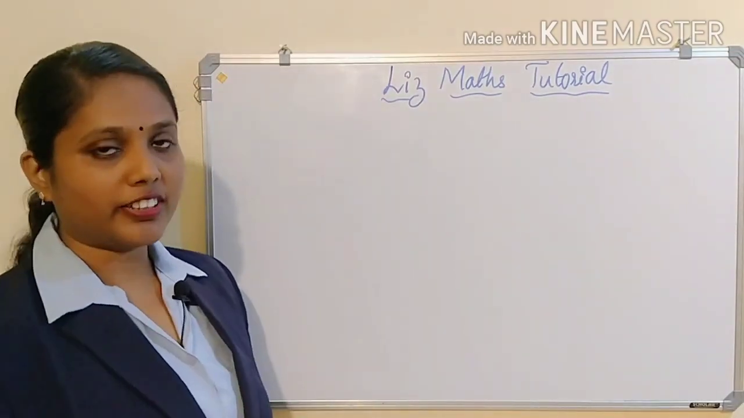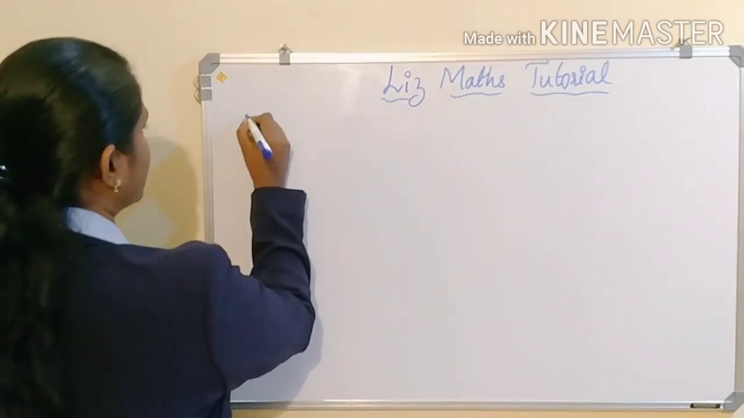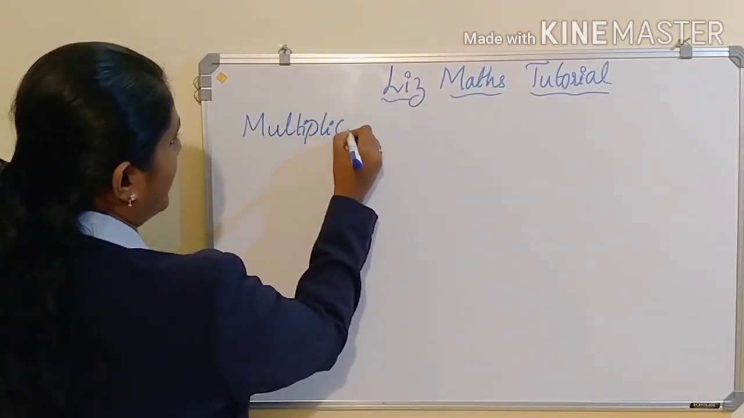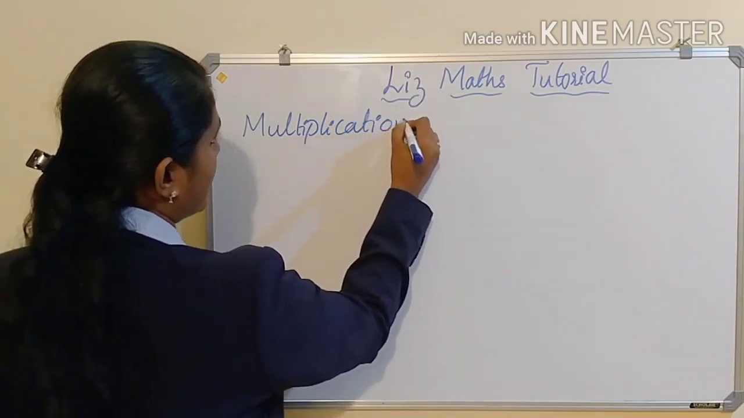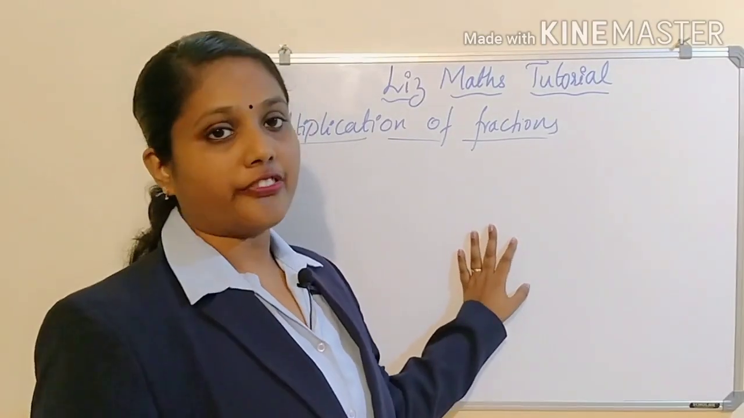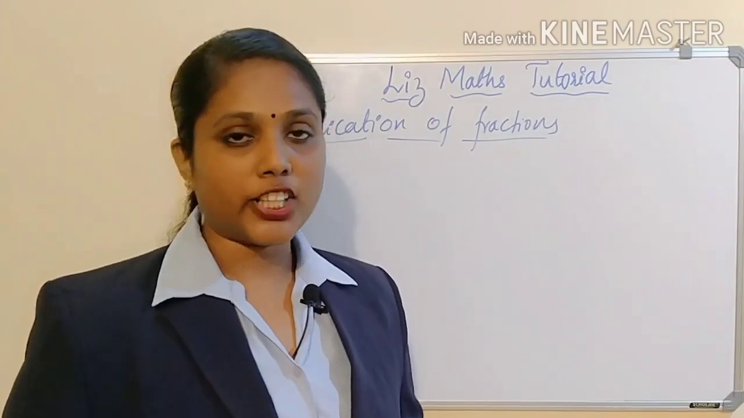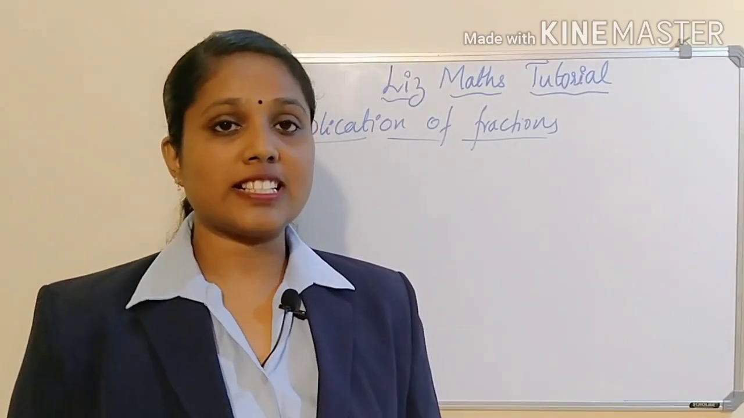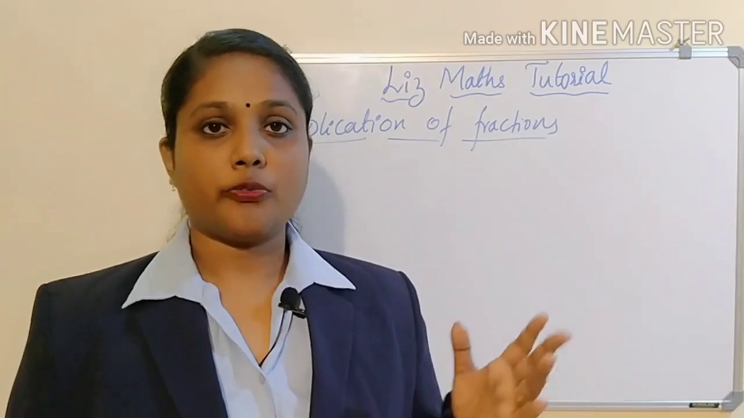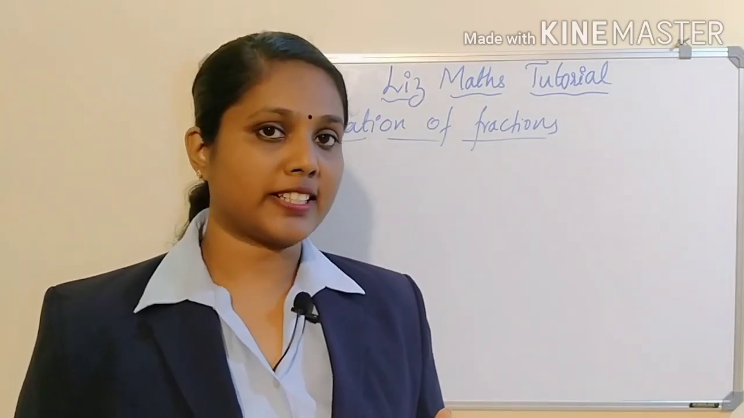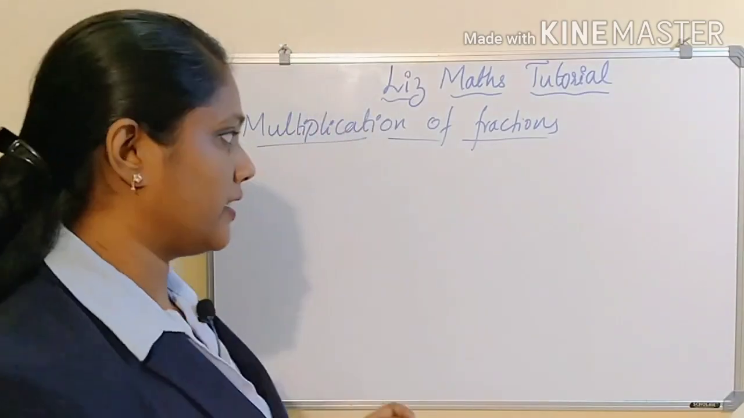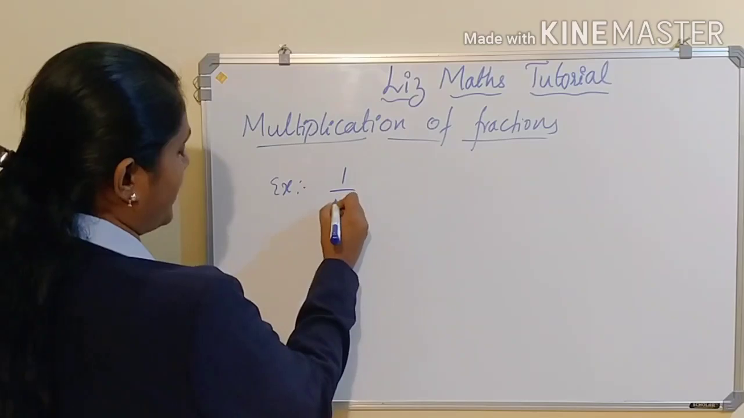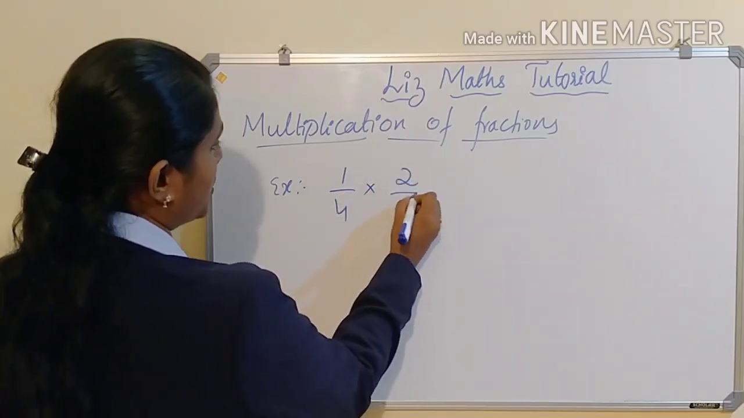So let us start with the multiplication. Multiplication of fractions. Here in multiplication of fractions, we can see proper fractions, improper fractions and mixed type fractions. So when proper and improper fractions come, what do we have to do here? Let me take one example as 1 by 4 into 2 by 3.